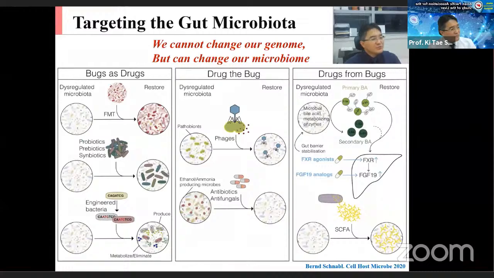We cannot change our genome, however, we can change our microbiome. We can use FMT, probiotics, prebiotics, synbiotics, and engineered bacteria for the treatment of liver disease. We can use phage therapy, antibiotic therapy, and antifungal agents for the modulation of the microbiome. FXR agonists and FGF19 analogs can be used for the treatment of liver disease.